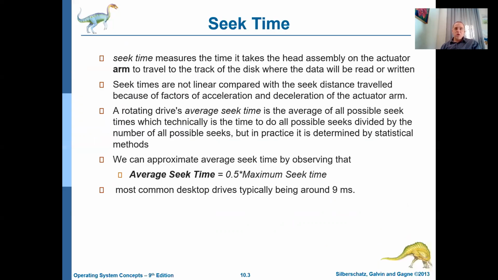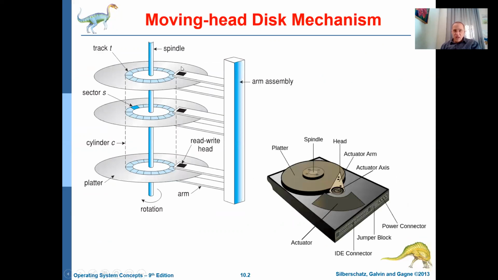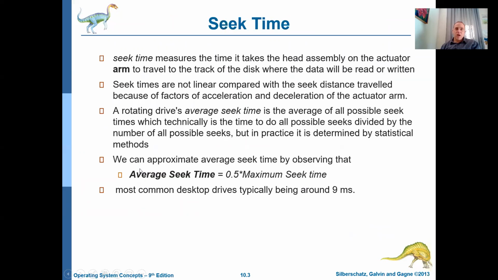Seek time measures the time it takes for the head on the actuator arm to travel to the track of the disk where the data is to be recorded. So that's like what I said. It's this bar moving inward and out. This bar is not fixed. This bar moves in and out. So that seek time is the moving of the bar. And remember, we said that these are cylinders. We can view each track as creating a cylinder with the other disks, a 3-dimensional cylinder.